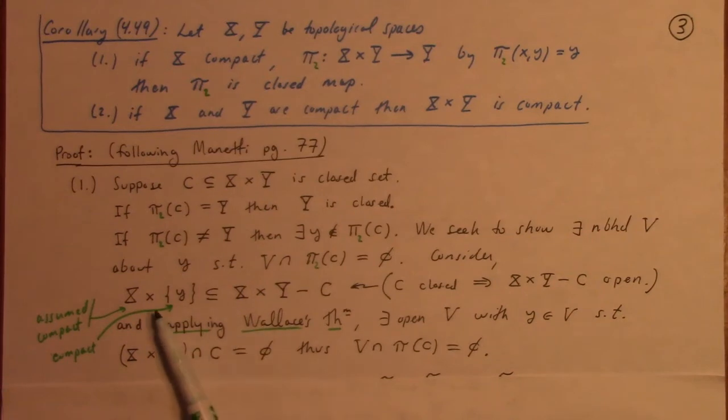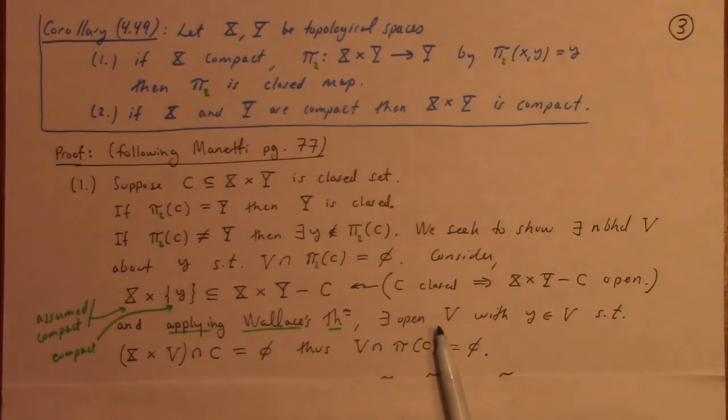And then that's a subset of X cross Y complement C, because y is not an element of C, by construction of y. But C is closed, which means that X cross Y minus C is open. So we've got an open set that contains the Cartesian product of these two compact sets. We're thinking of this like the A cross B in Wallace's theorem.